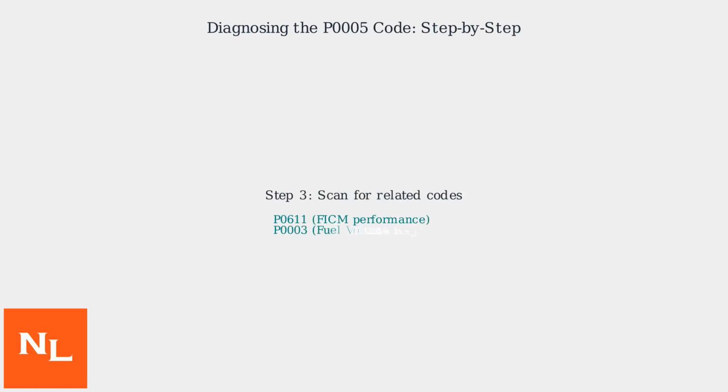Finally, scan for related diagnostic trouble codes to aid in diagnosis. Look for codes like P06111 indicating FICM performance issues or P0003 for fuel volume regulator control circuit problems. Repairing the P0005 code focuses on fixing the open circuit in the fuel shutoff valve control system. Common solutions include replacing damaged components and rebuilding modules.